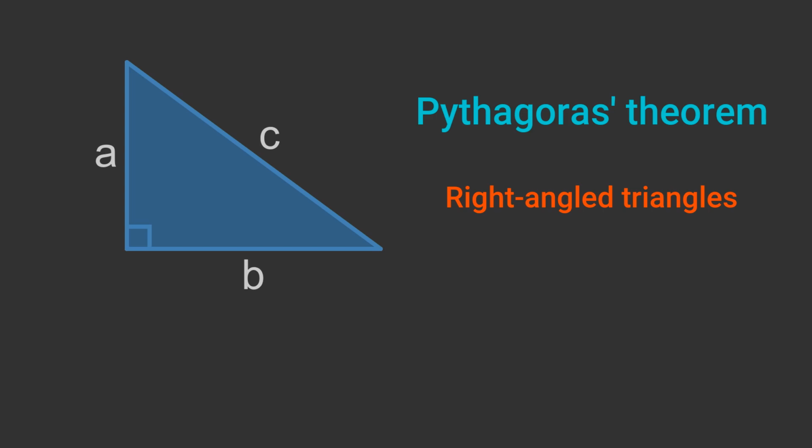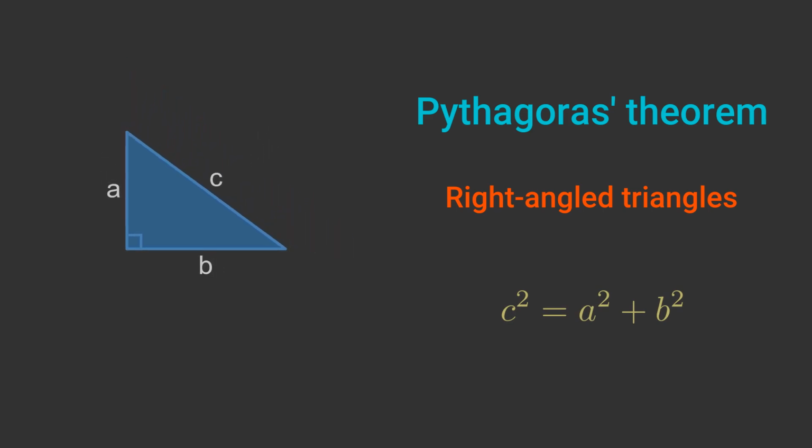The right-angled triangle shown has sides of length A, B and C. Notice that C is the side that is opposite the right angle. This is called the hypotenuse and it is always the longest side. The equation is c squared equals a squared plus b squared.